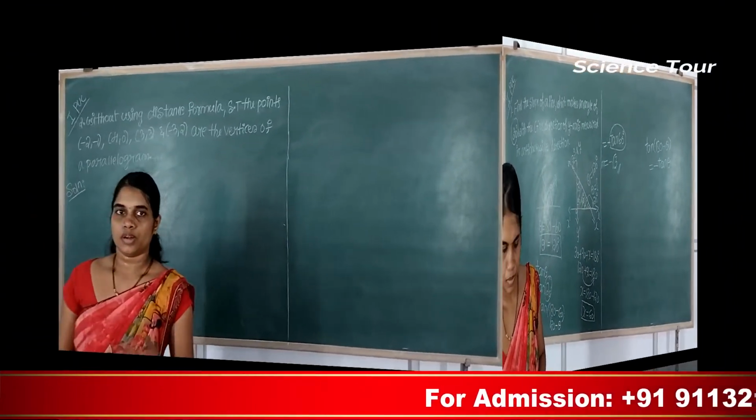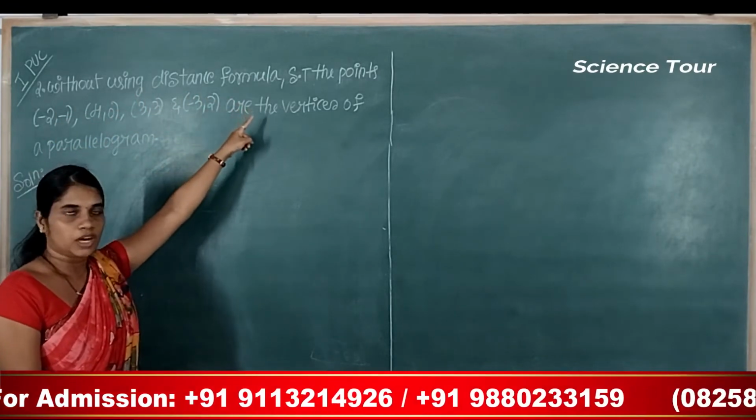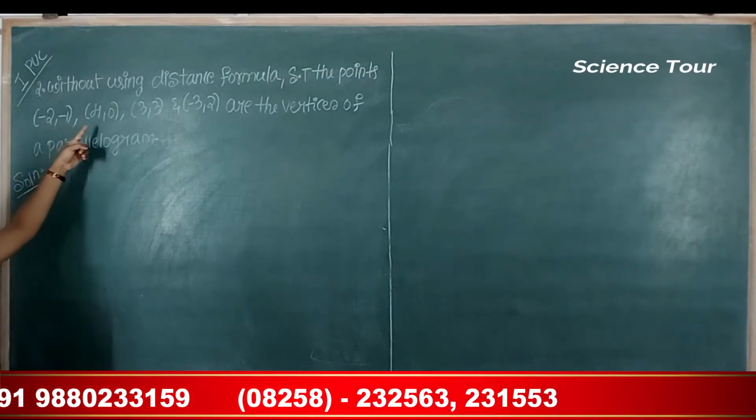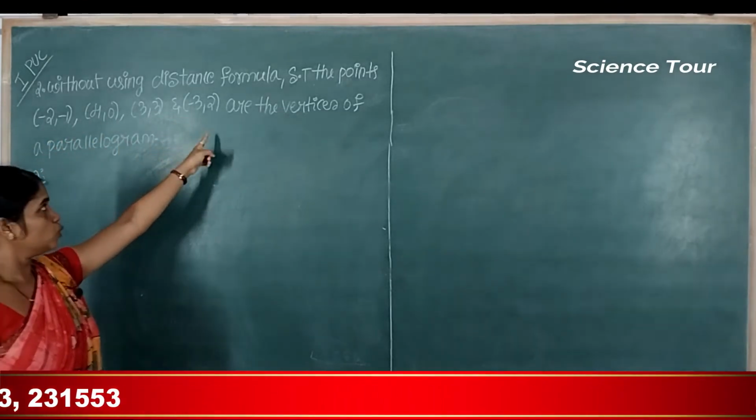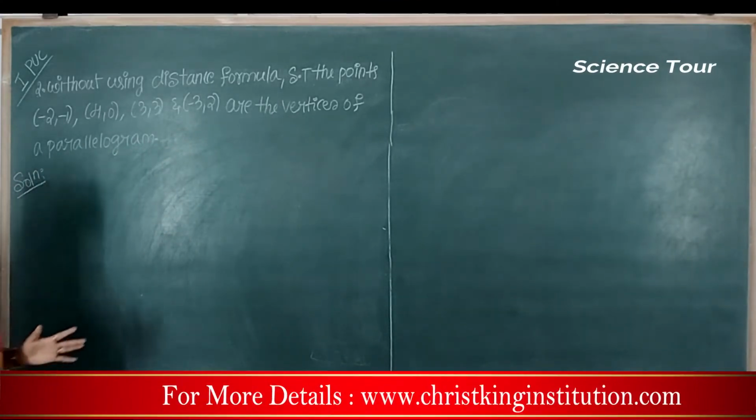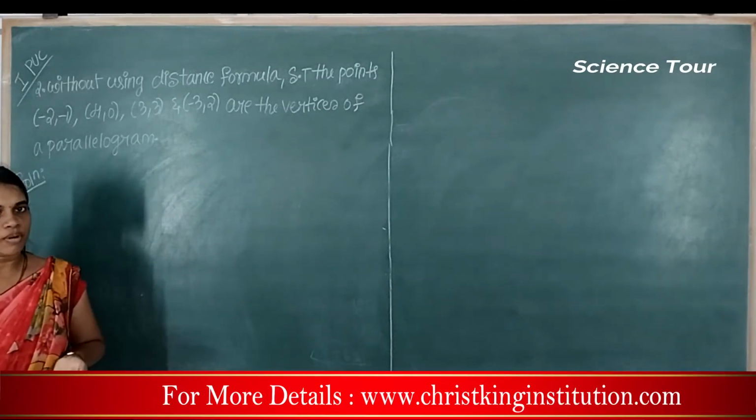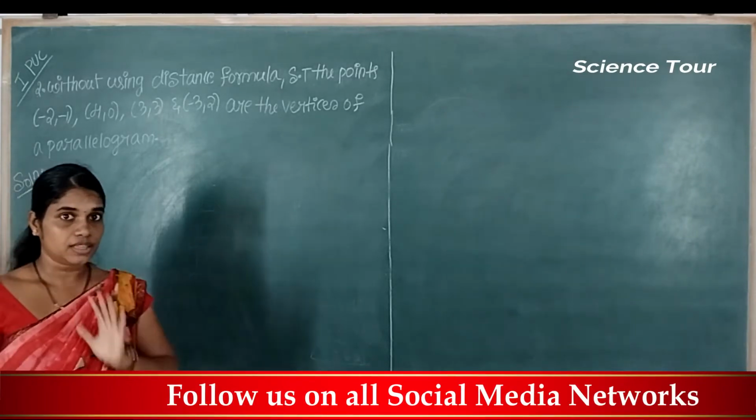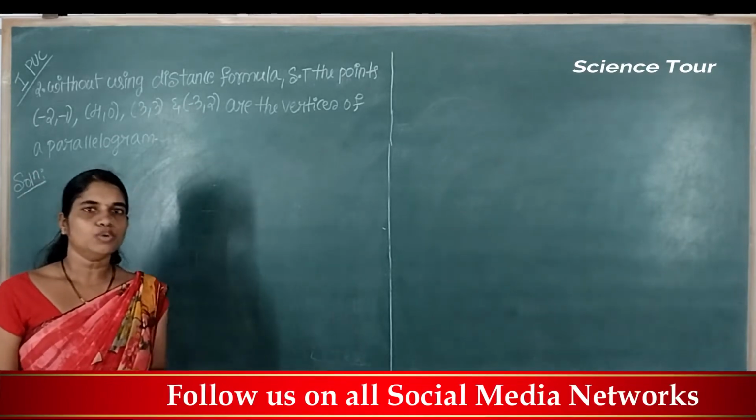Okay, next question. Without using the distance formula, show that the points (minus 2, minus 1), (4, 0), (3, 3) and (minus 3, 2) are the vertices of a parallelogram. Using the distance formula, how to prove the given vertices form a parallelogram, you already studied in your 10th standard, isn't it? But here, without using the distance formula, how to prove?